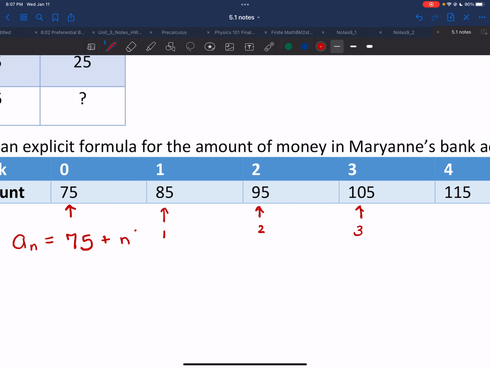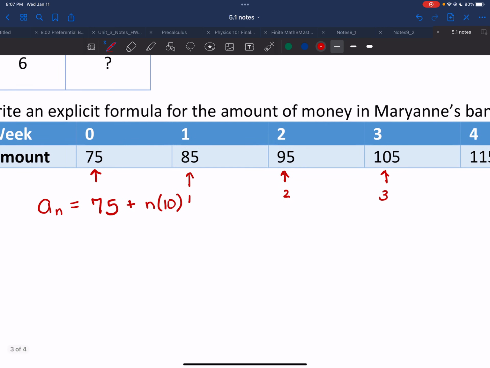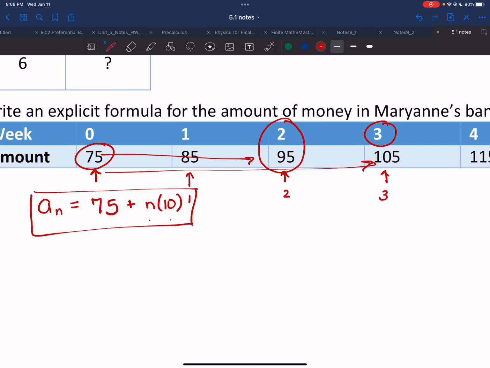Now, why would I do that? The reason why I'm going to do that is because when I am at my second week, I've done 2 times 10 or 20 more than 75. When I'm at my third week, 3 times 10, I'm at 30 more than I was at 75. So this is an equation that will work for us. Sometimes what you have to do is just play around a little bit and see what you can get. And it's okay to make changes and adjust if you find that it just doesn't work.